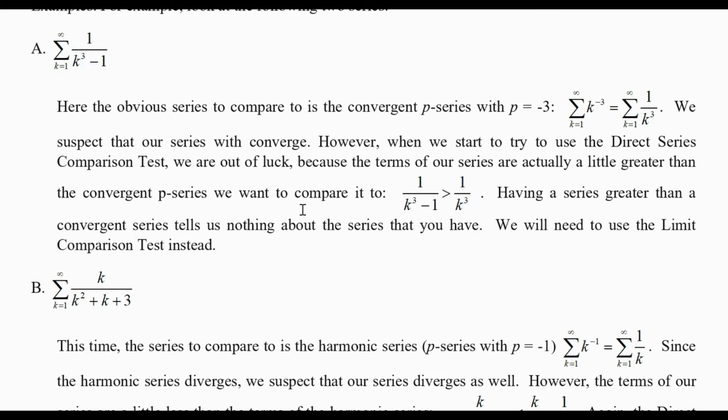However, when we start to use the direct comparison test, we're out of luck because the terms of our series are a little greater than the convergent p-series that we want to compare it to. Remember, making the denominator smaller makes the fraction a little bigger. So 1 over k cubed minus 1 is greater than 1 over k cubed. Having a series greater than a convergent series tells us nothing about the series you have, no conclusion. But we can use a limit comparison test instead. We'll work that one out here in just a minute.